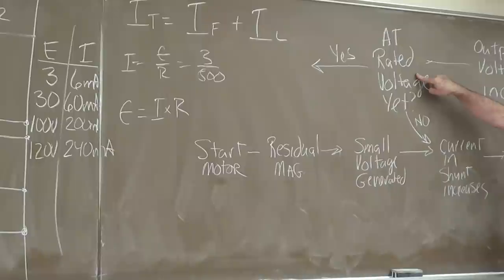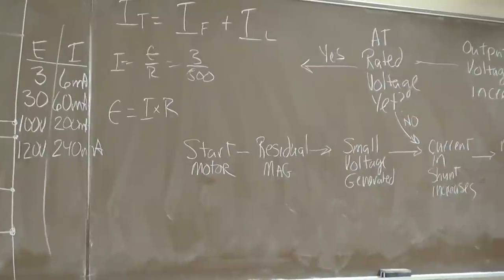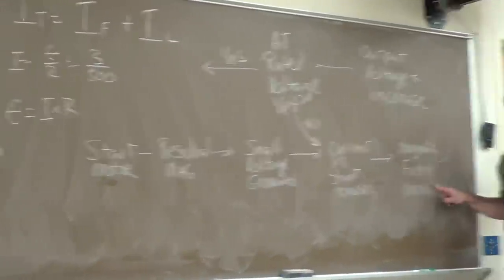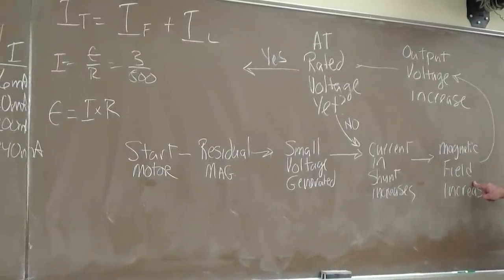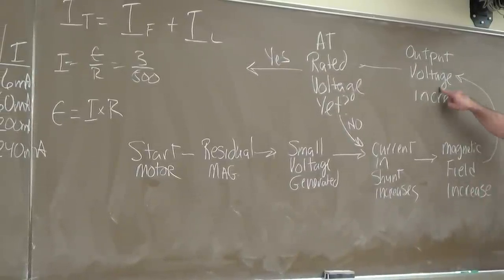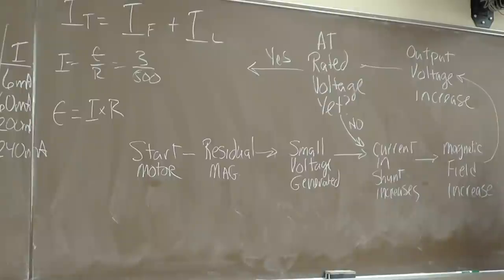We weren't at the rated voltage yet, so we drop back down in here. Our current in our shunt increases. We're at 30 volts, that gets us up to 60 milliamps. That 60 milliamps of amp turns increases, I'm sorry, not our current, it increases the magnetic field. The magnetic field increase increases our output voltage again.